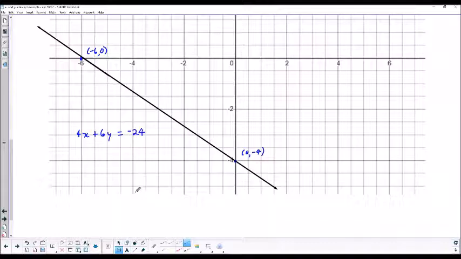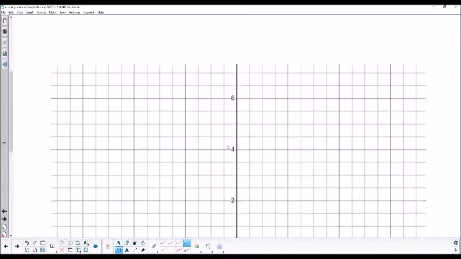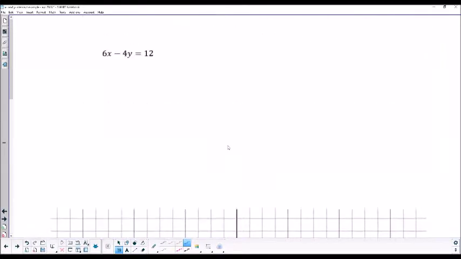All right, let's take one more example here quickly. Here's another example, 6x minus 4y equals 12. We've got the empty grid here waiting for us. So what I'd like you to do, could you please pause the video and find the x and y intercepts using the pattern that we did previously, and then come back to the video to watch the solution.